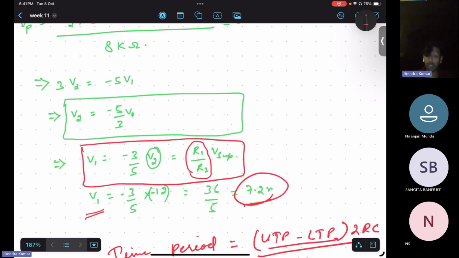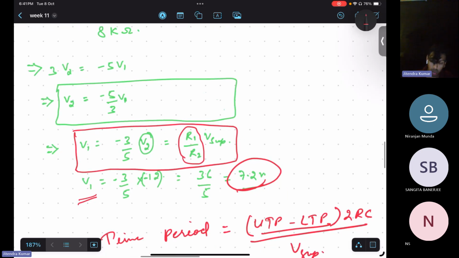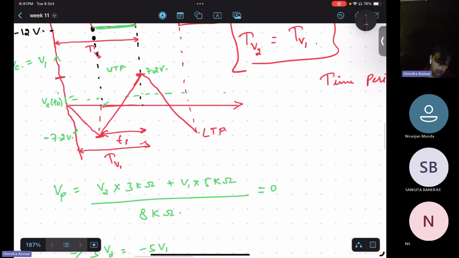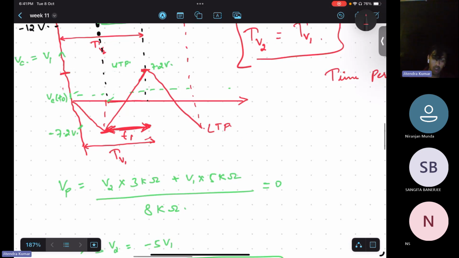So once we are done with V1, now what can we do? We have to find the time period. So if we calculate the slope from this expression, right? What is the slope of the V1 or VC? We all know that any capacitance branch or any RC circuit will have the slope of V by RC into dt from the integrator, right?